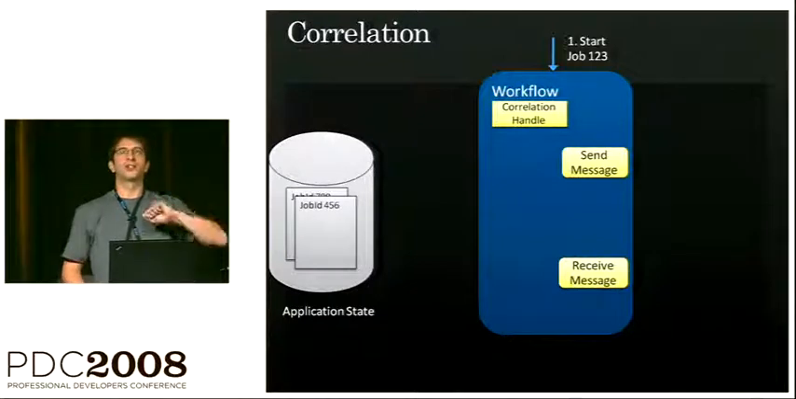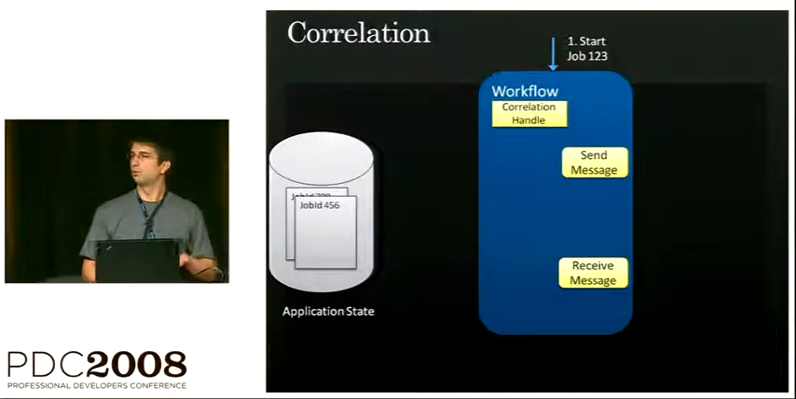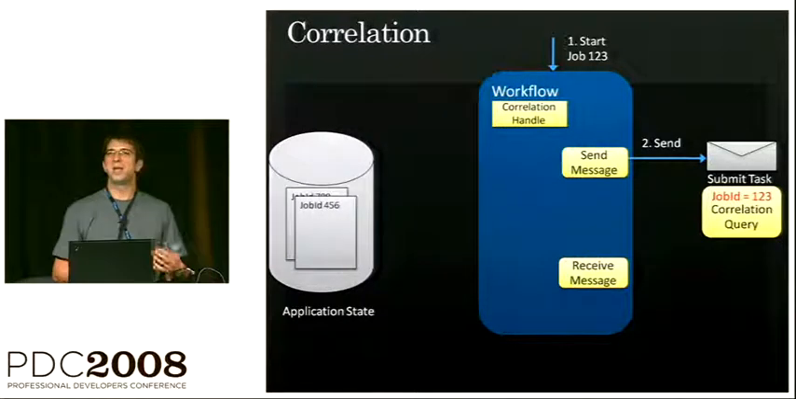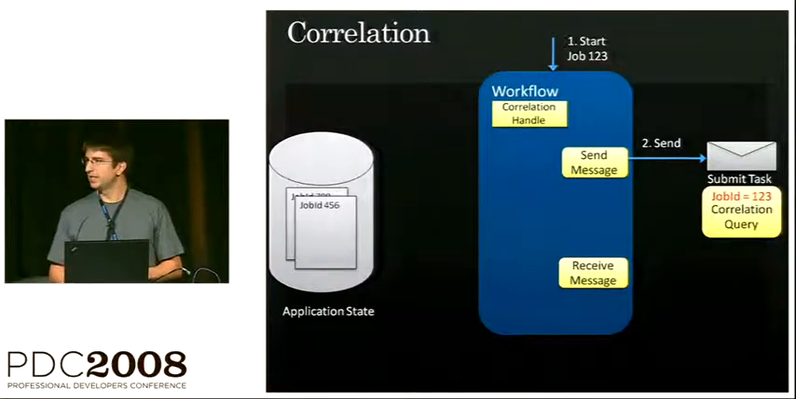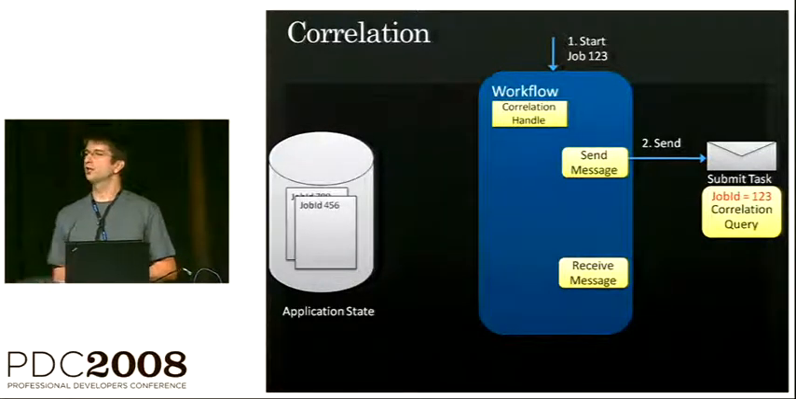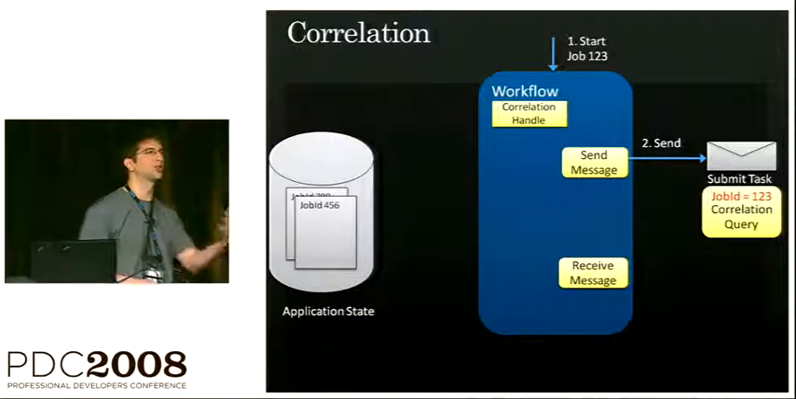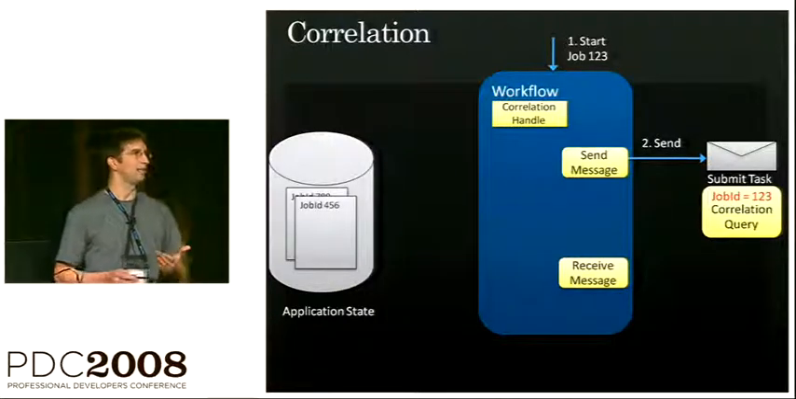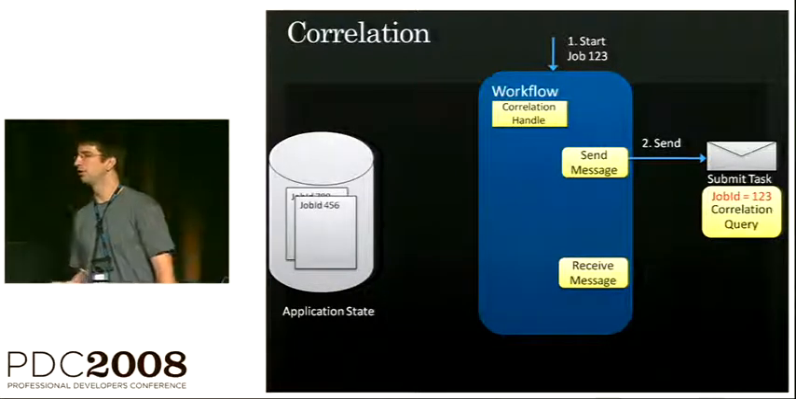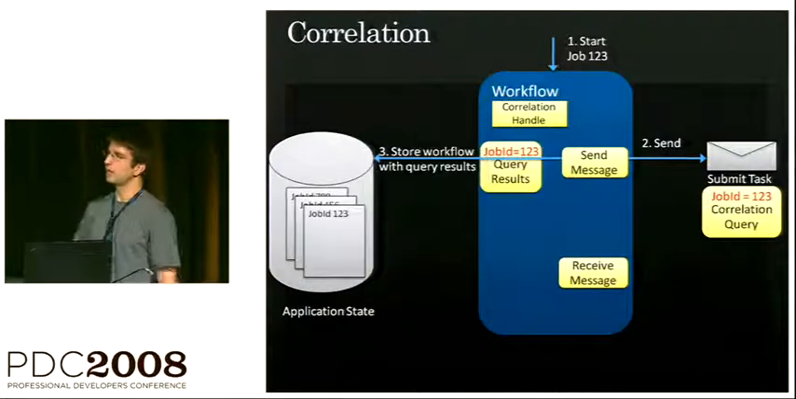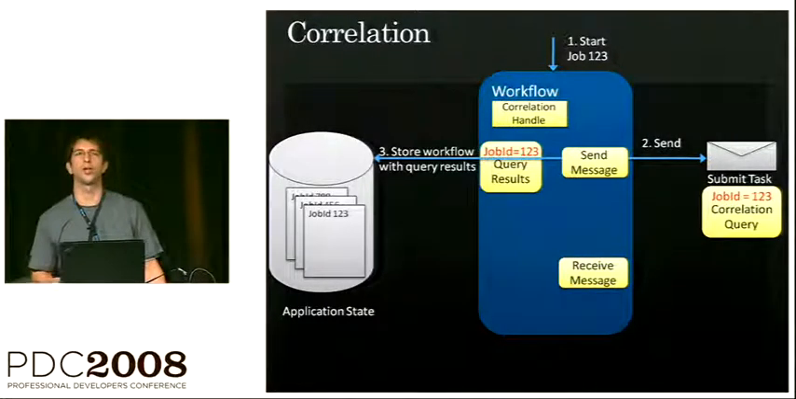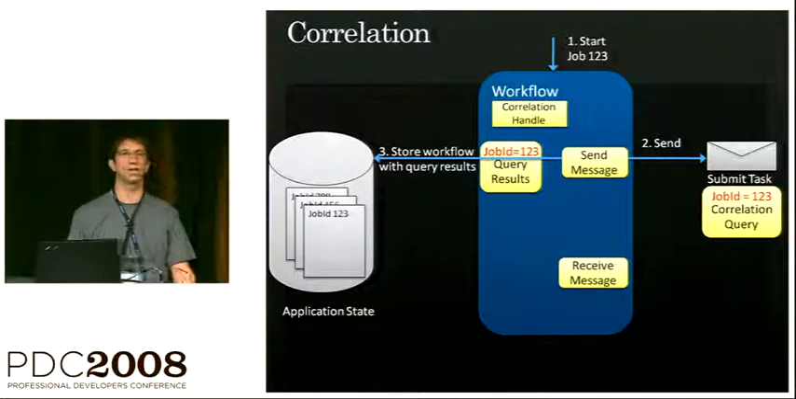The work starts. We've got some state, right? Job 1, 2, 3. We send a message, submit task, and over that message we've defined a correlation query that extracts that job ID, job ID 1, 2, 3. And then we store the results of that query along with the workflow instance in the application store.